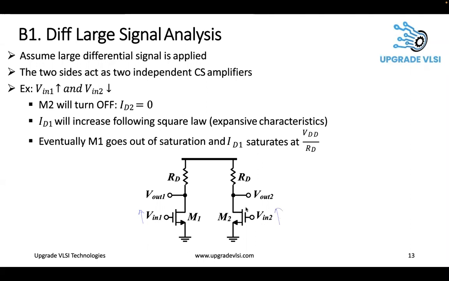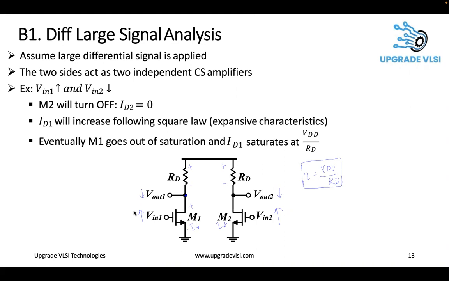So if both increase, then V out 1 and V out 2 both will reduce because current increases through these MOSFETs. If current increases, it will pull this node to ground because the drop here increases. So they are in phase. The maximum current that flows here is VDD by RD. I'm ignoring VD sat. So this is the maximum current it can take.